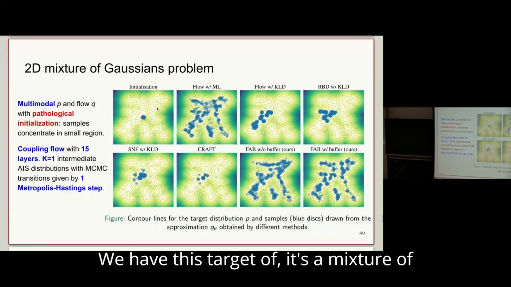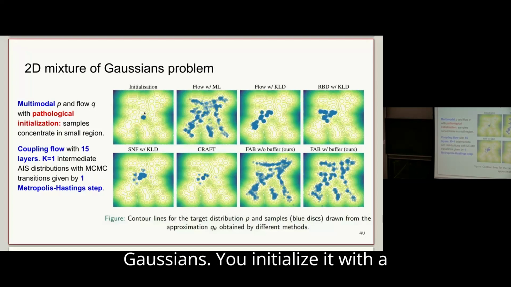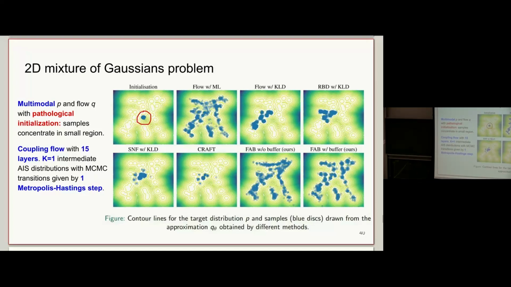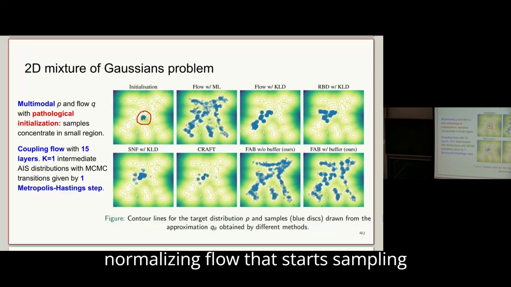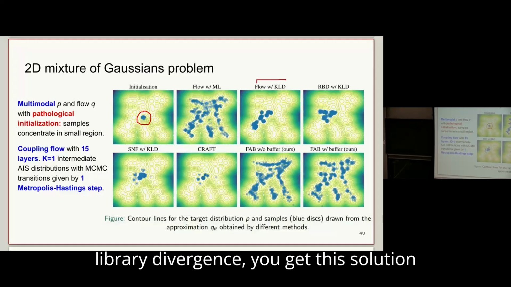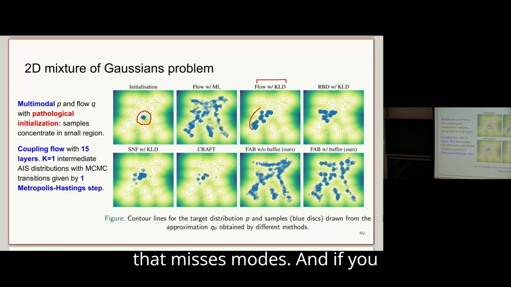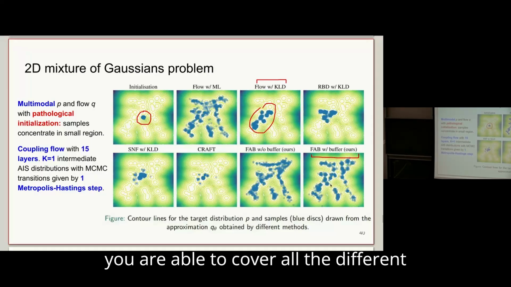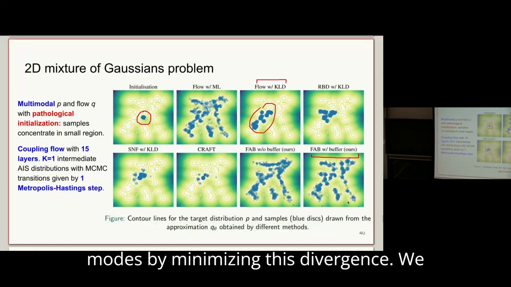We have this target that is a mixture of Gaussians. You initialize it with a normalizing flow that starts sampling like this. If you minimize the Kullback-Leibler divergence, you get this solution that misses modes. And if you use our method, you are able to cover all the different modes by minimizing this divergence.